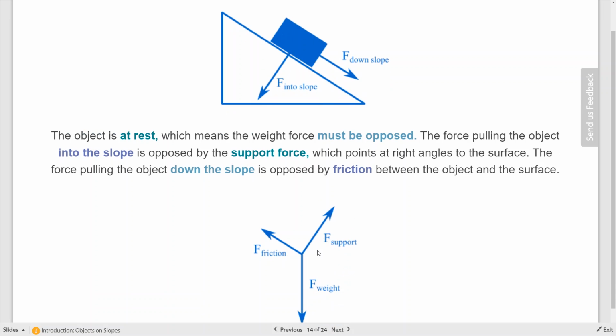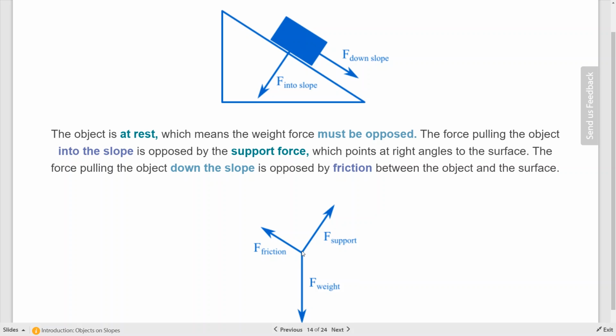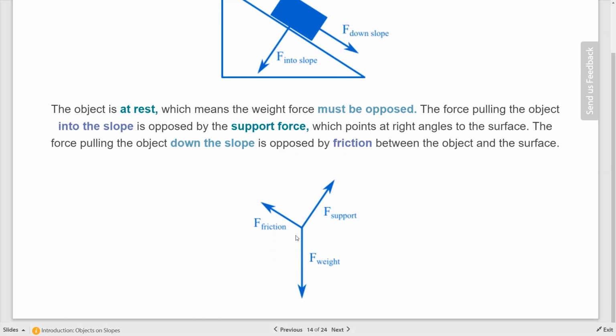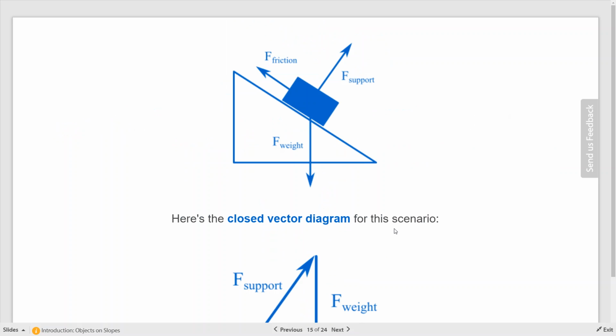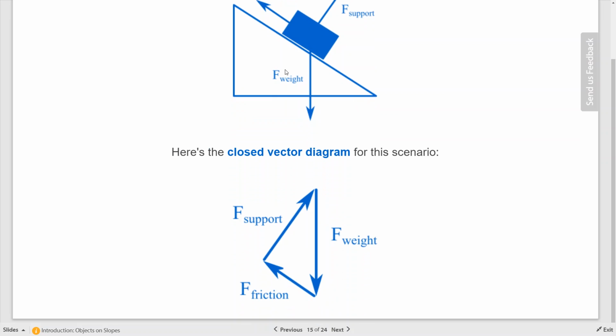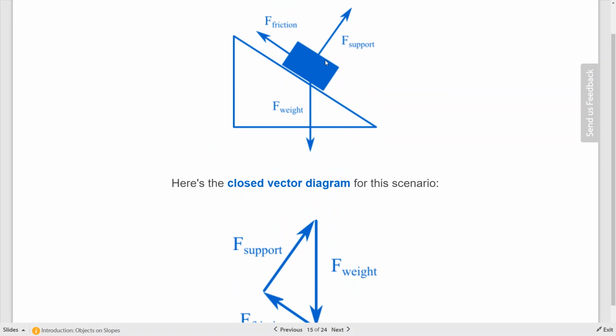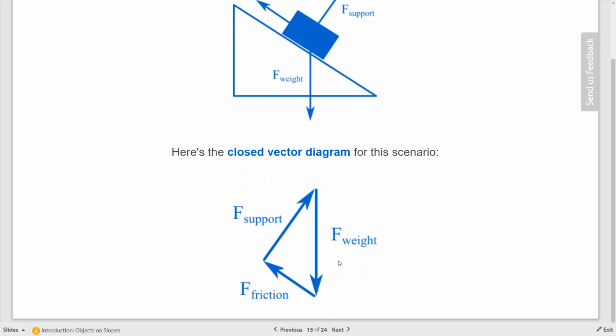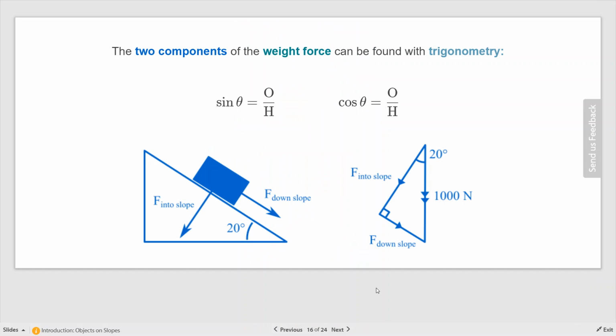So, if you like, a normal force pushing back in that direction, we still have the weight force pushing down this way. And we also have the force pulling the object down the slope, as opposed by friction in the opposite direction, and that's this vector here. So we've got three vectors which we need to resolve. We can rearrange these vectors now to complete the closed vector diagram. So we've got one pulling down here, we've got one pulling down there, that's this one, and we've got the support one pushing up that way. So that's the closed vector diagram.